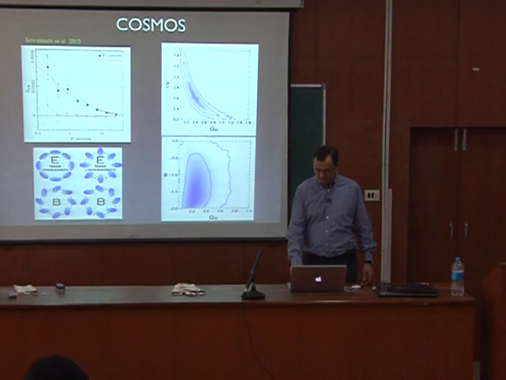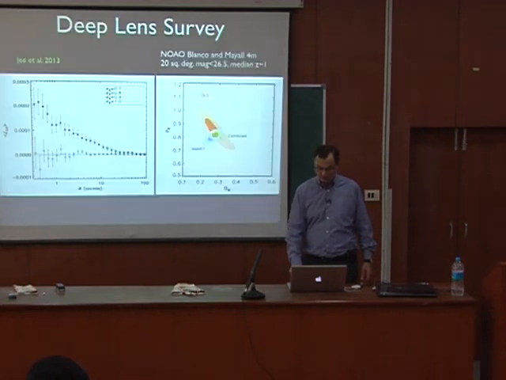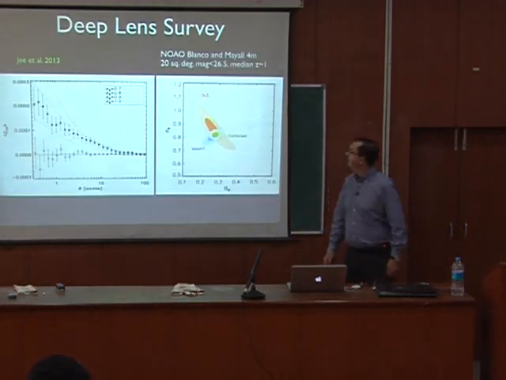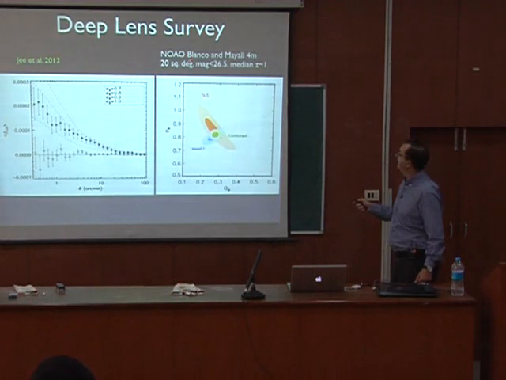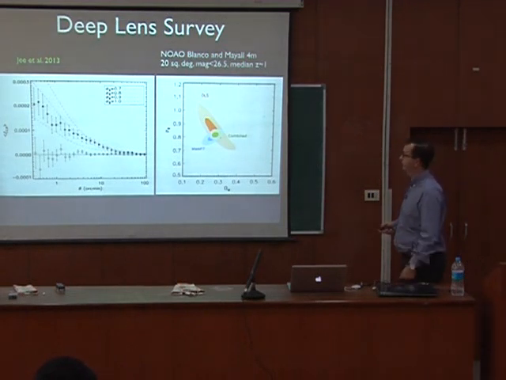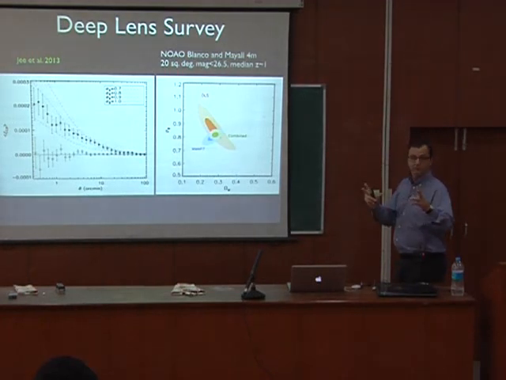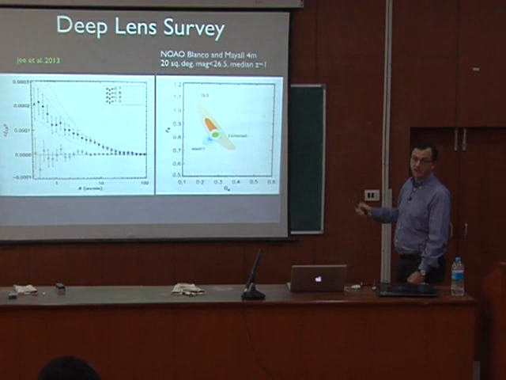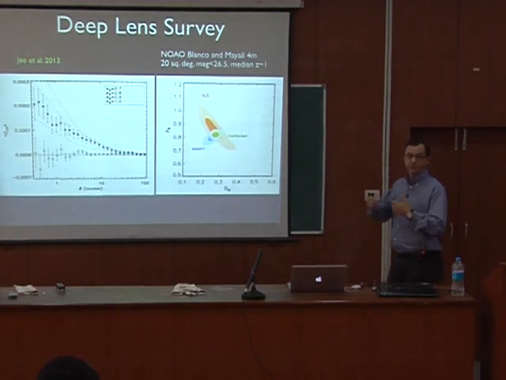one can also try to make the measurements on the ground, and these are some of the latest measurements from the ground. This is a measurement with the Blanco and Mayall telescopes, which are two telescopes run by NOAO, which is an American observatory, with, of course, international participation as well. And what is shown here is a region. So remember, the COSMOS field is 2 square degrees. This is 10 times larger. This is 20 square degrees, but not as deep.